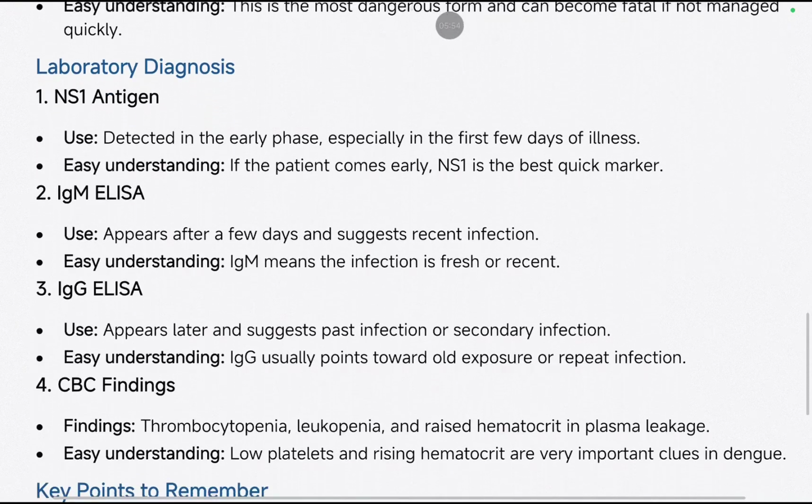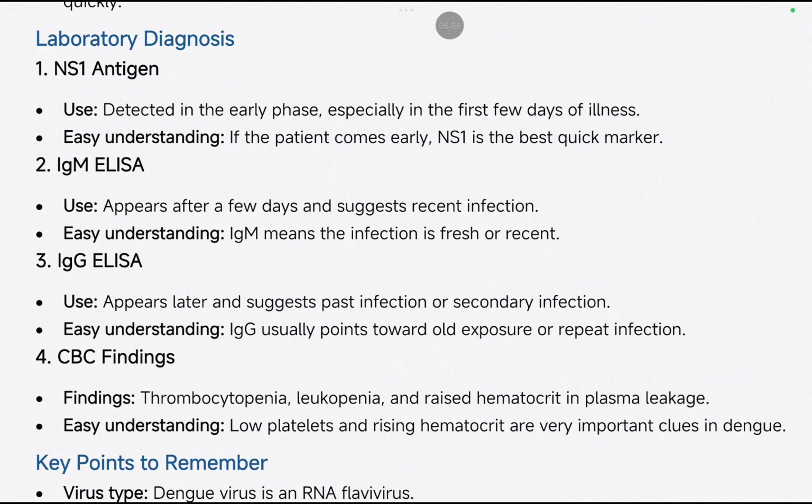Now let's see the laboratory diagnosis, otherwise this lecture will never stop. Always the first test done is NS1 antigen. It is detected in the early phase, especially in the first few days of illness. So suppose a patient comes with thrombocytopenia and symptoms matching dengue, the first test you need to do is NS1 antigen. This is quite effective.